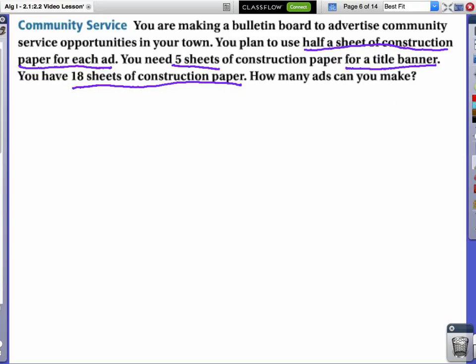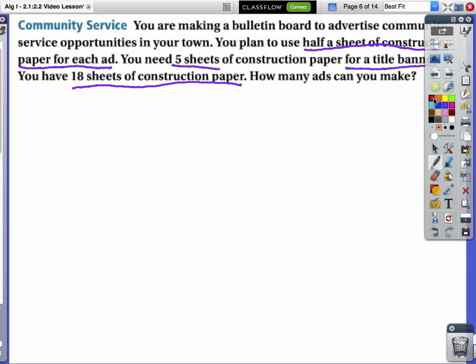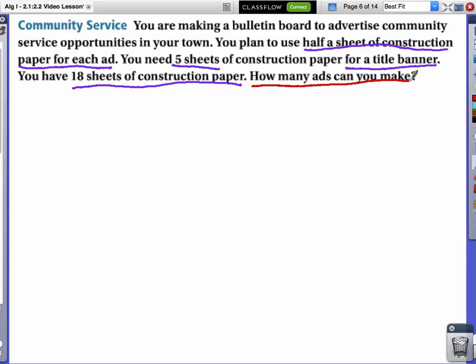Whenever you do a word problem, always read the question a second time. The question will tell you what your variable needs to be. So how many ads can you make? So we pick a letter for a variable like x. X equals the number of ads.